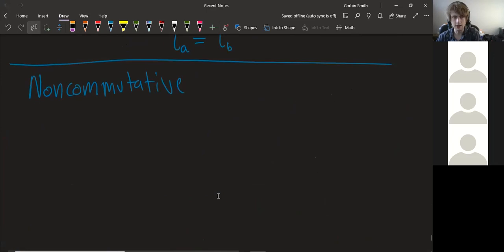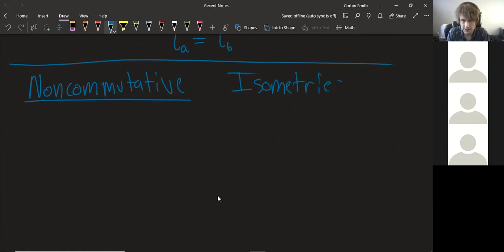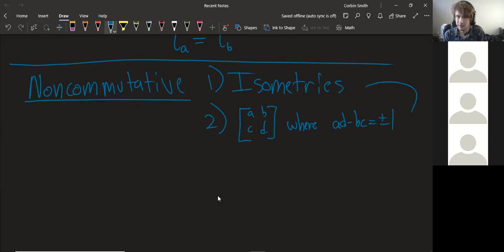And so let's look at another non-commutative group, which actually turns out to be the exact same group. Non-commutative isometries is an example. So I'll put example 1, but example 2 is 2 by 2 matrices A, B, C, D, where AD minus BC is equal to plus or minus 1. And it's a theorem that these are actually the same group. But let's pretend we don't know that. And this is under matrix multiplication, which is the same as function composition. That's why I'm writing an open dot.